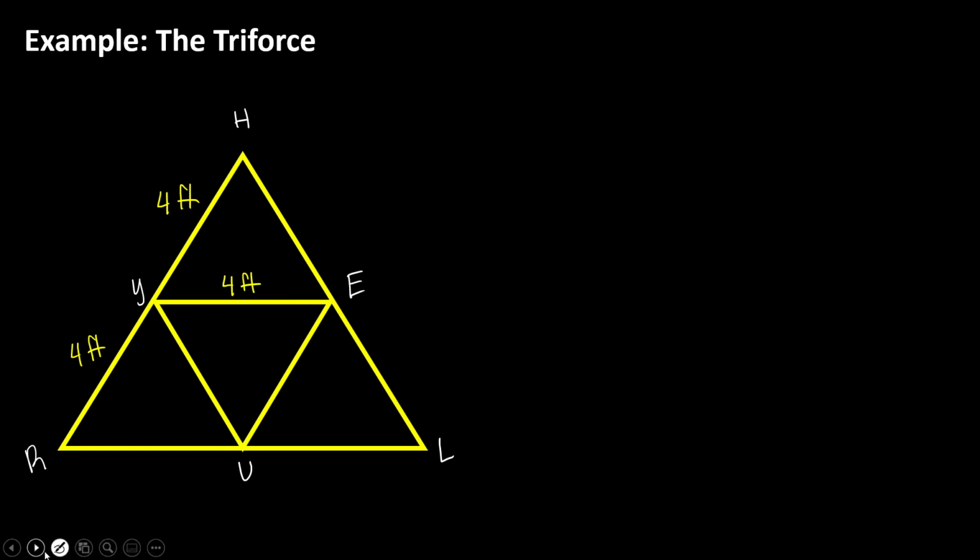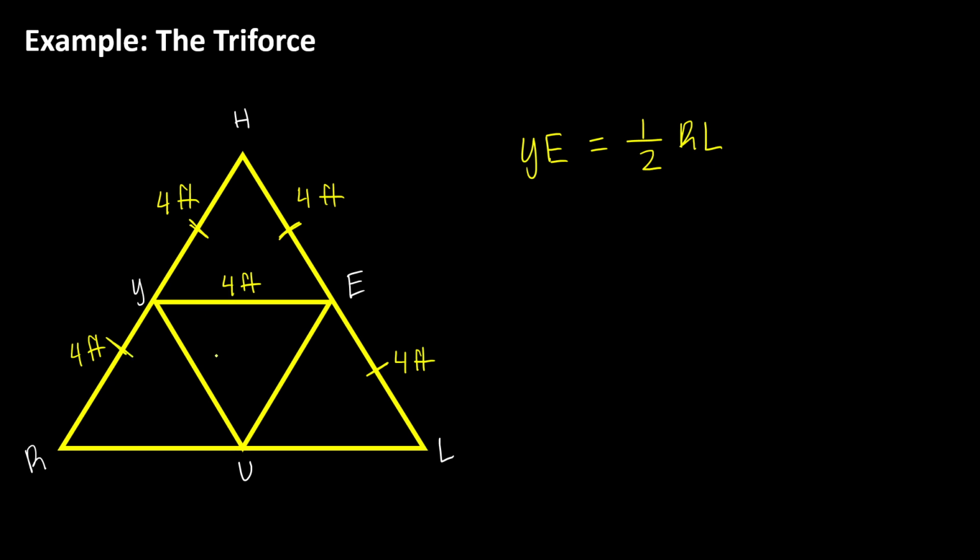So in triangle HYRULE, we know that the midsegment is segment YE. So we know that segment YE is the midsegment, which means it is half the length of segment RL at the base of the Triforce. So let's label all the information we know. If these are equilateral triangles, we know that HE is also 4 feet. So is segment EL, because we bisected the sides of the bigger triangle here. So if the midsegment is 4 feet, then we know RL is going to be double that. It's 2 times 4.